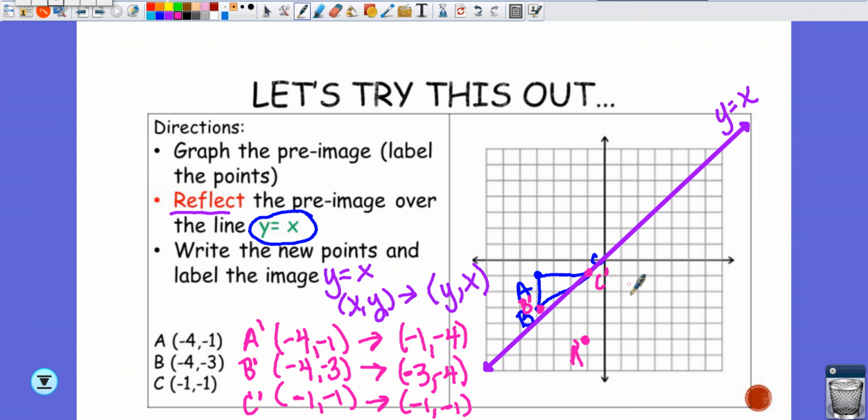Okay? Oh, and I graphed this wrong. It should have been -3 and -4. So let me go back and get my B prime correct. I graphed the wrong one. Oops.